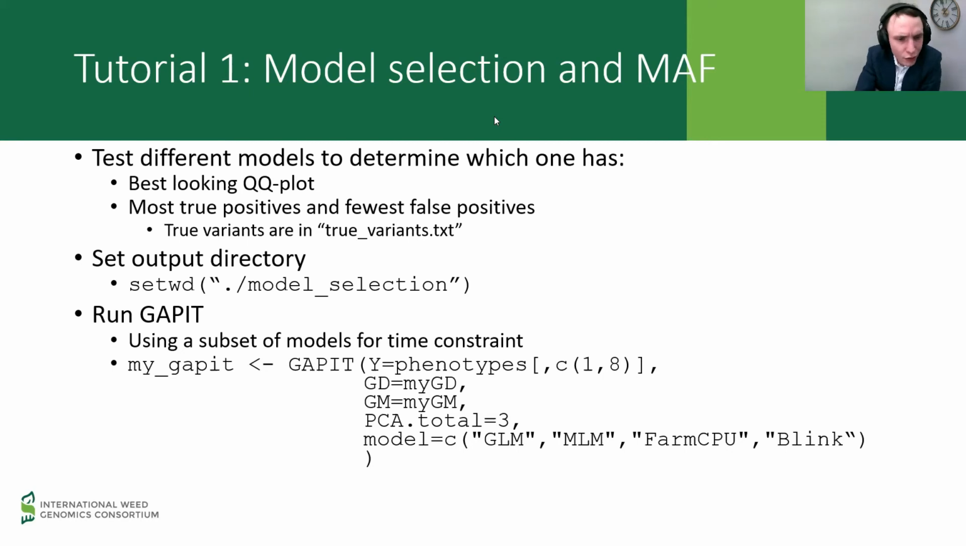So as tutorial 1 is running, I'll talk a little bit about this. In this tutorial, we are looking at the effects of different statistical models, so GLM, MLM, from CPU and link, as well as the effect of minor allele frequency.